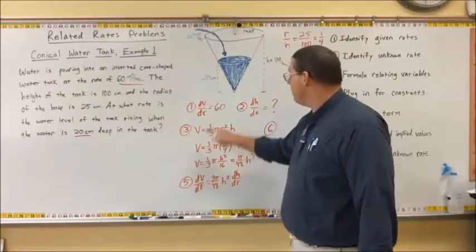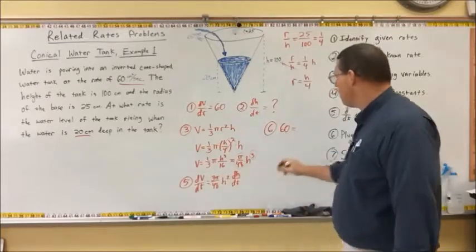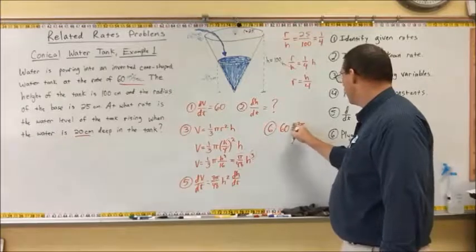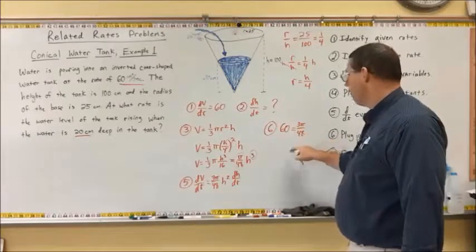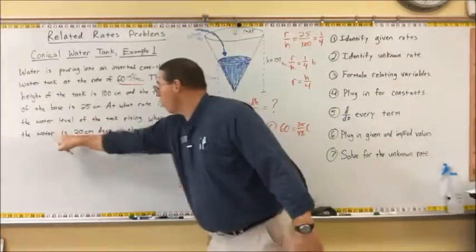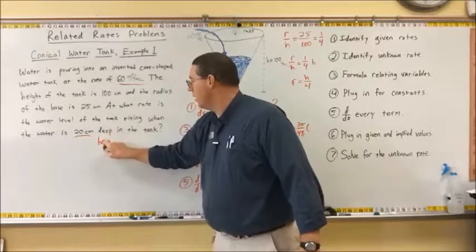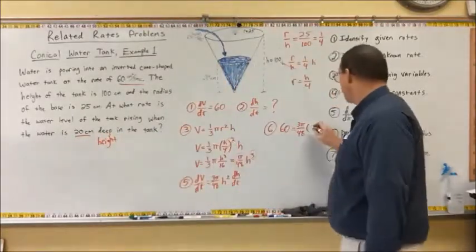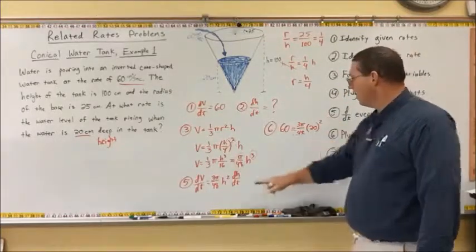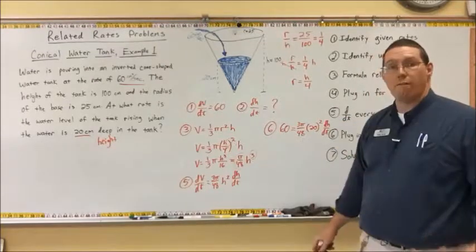I was told what dv dt is, which is 60, equals 3 pi over 48. That's a 3. 3 pi over 48 h squared. Well, h, when the water is 20 centimeters deep, depth is the same thing as height. Depth and height are the same thing. So 20 centimeters height, 20 centimeters deep, squared times dh dt. And dh dt is what I'm trying to solve for.